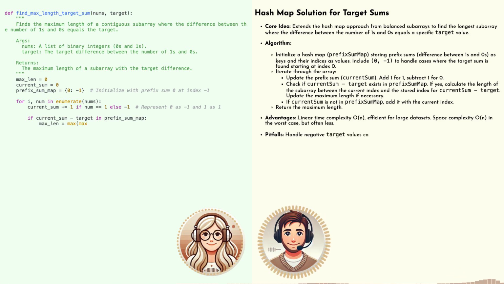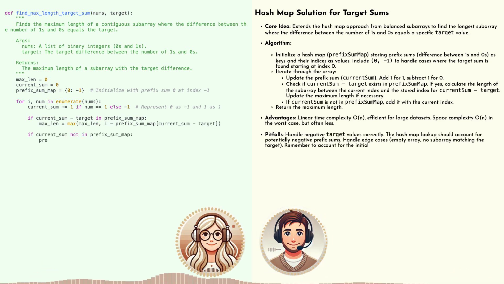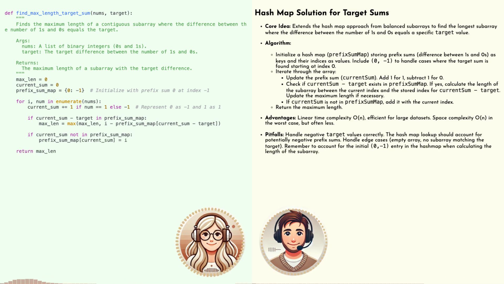What are we checking for this time? We're looking for a prefix sum that, when added to our target sum, equals our current prefix sum. So if our current prefix sum is 6, we'd be looking for a 2 in the hash map, because 2 plus 4 equals 6. Exactly. If we find that prefix sum in the map, we know we found a subarray that sums to our target. And just like before, the difference between the current index and the stored index gives us the length.